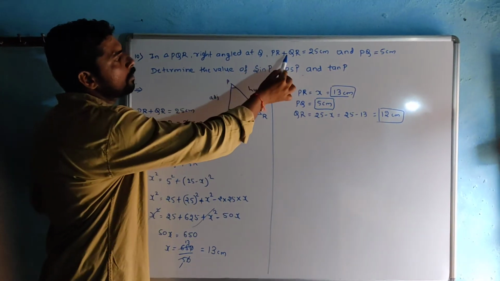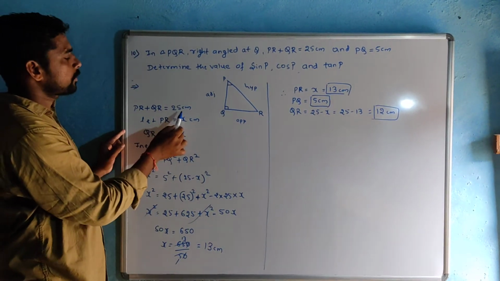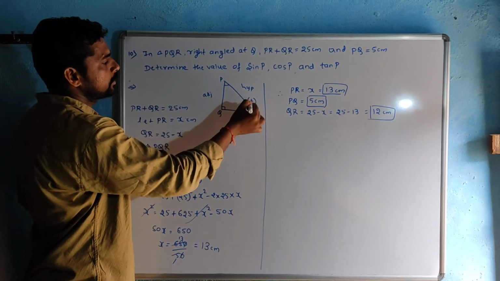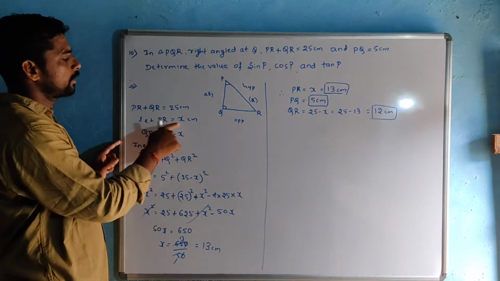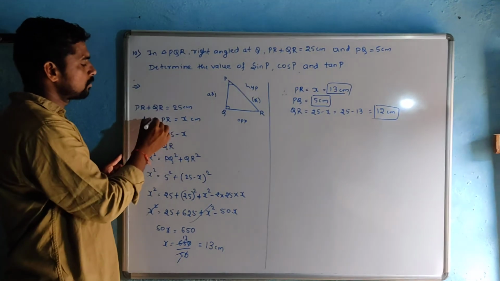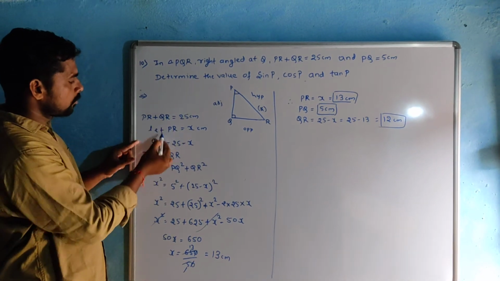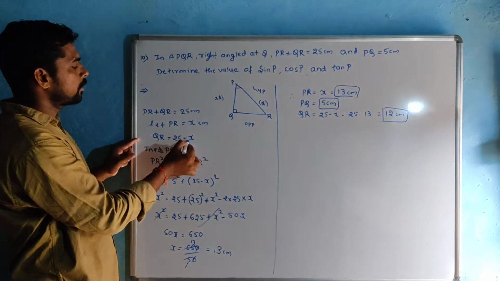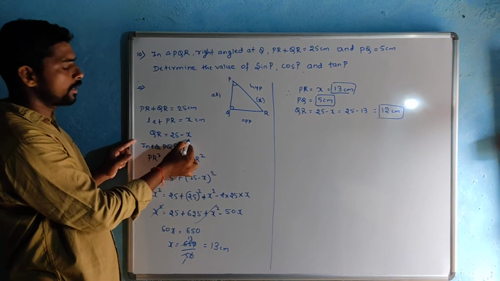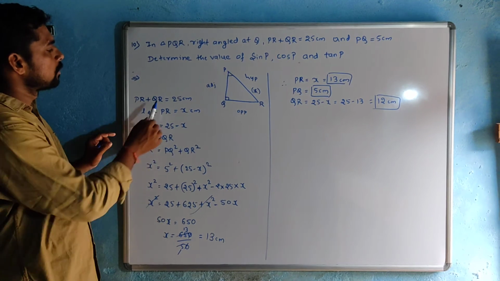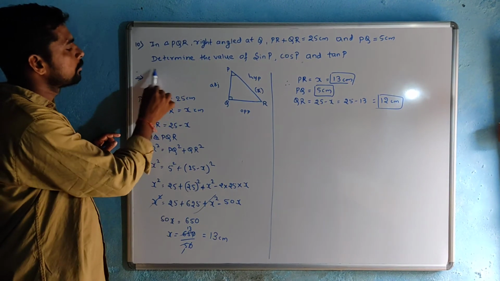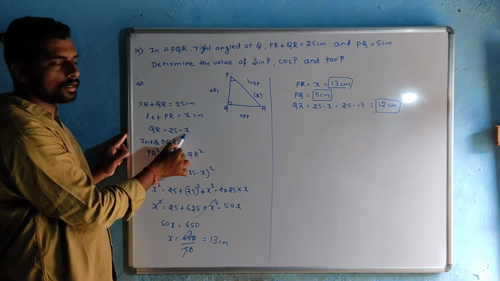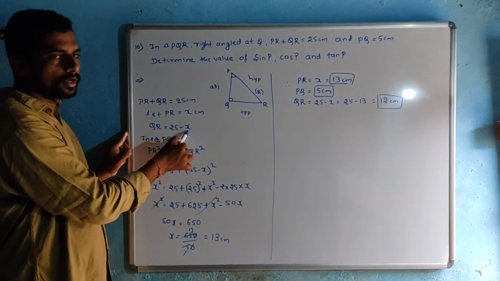He has given PR plus QR is equal to 25. Here I take PR as X. Let PR is equal to X centimeter. See here, QR is equal to 25 minus PR. Therefore, 25 minus PR, I took X, so QR is 25 minus X.